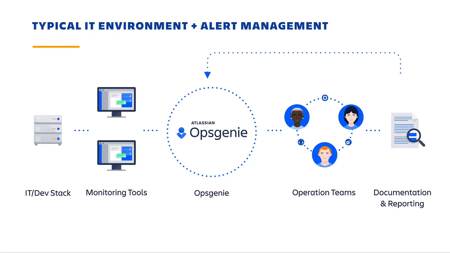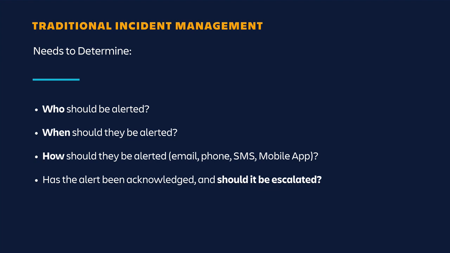So we like to think of Opsgenie as sitting right between those monitoring tools and the operational team that manages those tools. And then at the back end, we've got great documentation and reporting, which we're going to show you as part of our demo. So in traditional incident management, you have to think about a few different things. The who of who should be alerted, when they should be alerted, and how. In Opsgenie, there's 4 different ways that you can set up your notification preferences so you never miss an alert and you're getting notified the right way: email, phone, SMS, or mobile app. And also, has the alert been acknowledged? Should it be escalated? All things that we're going to show you as part of our demo.